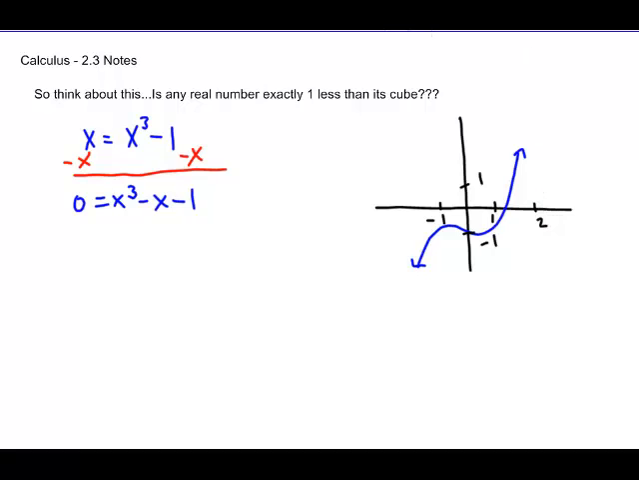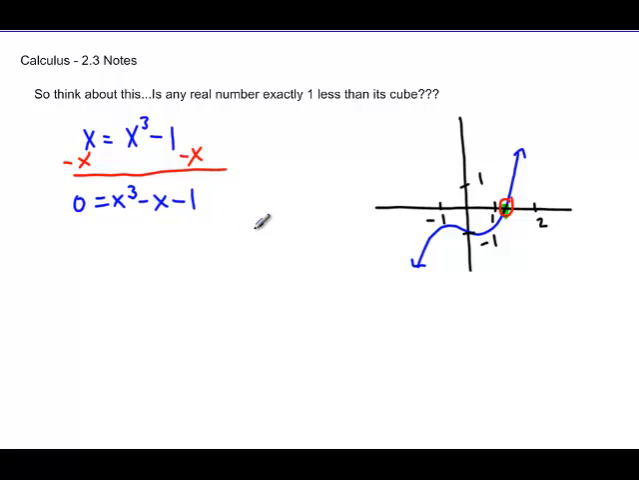Somewhere between 1 and 2, I cross the x-axis, and that's the solution that I am interested in. So that means that there is some number right here that is exactly one less than its cube, and that's what the intermediate value theorem says.